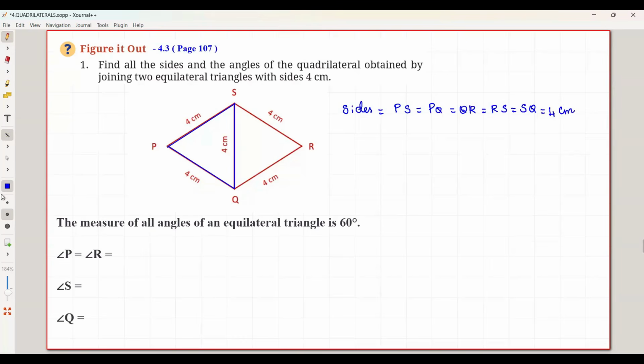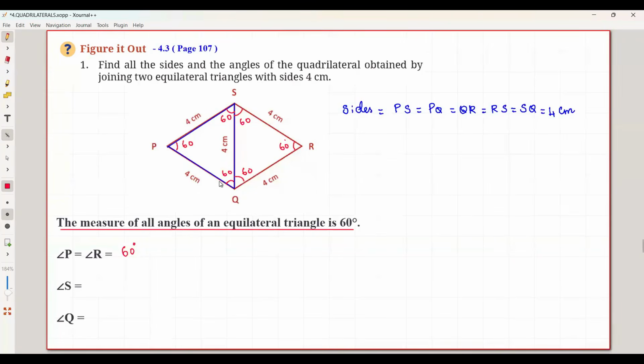Sides are done, so next we go with the angles. Each angle in an equilateral triangle is 60 degrees. That's what is given: the measure of all angles of an equilateral triangle is 60 degrees. So this is 60, 60, 60, 60, 60, and this also 60 degrees. That means angle P and angle R are 60 degrees.